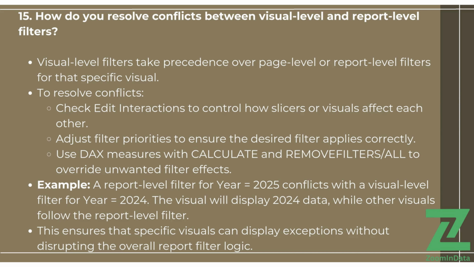Example: a report level filter for year equals 2025 conflicts with a visual level filter for year equals 2024. The visual will display 2024 data, while other visuals follow the report level filter. This ensures that specific visuals can display exceptions without disrupting the overall report filter logic.